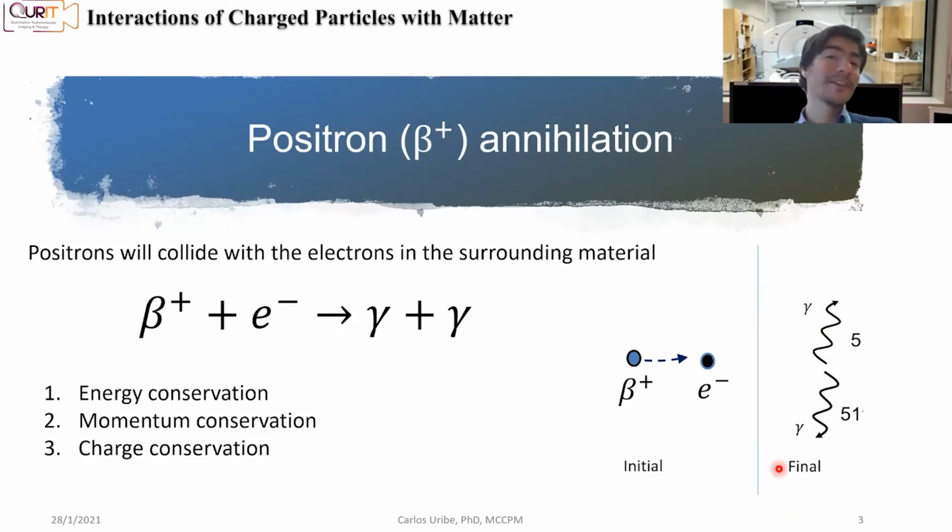This is going to be very important when we talk about PET, positron emission tomography. This is the basics of that, so keep it in mind. We're going to get back to these a lot.